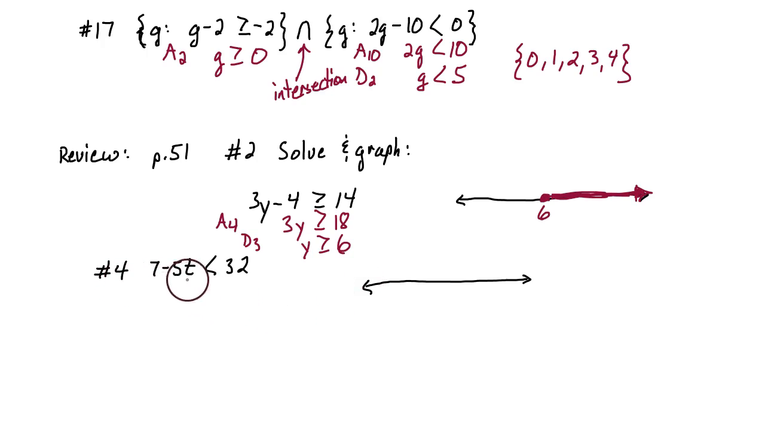For number 4, to solve for t, we need to subtract the 7. We get negative 5t is less than, and 32 take away 7 is 25. Now divide by the negative 5. Switch the arrow, and we get t is less than negative 5. For the graph, that's an open dot and shade to the right.